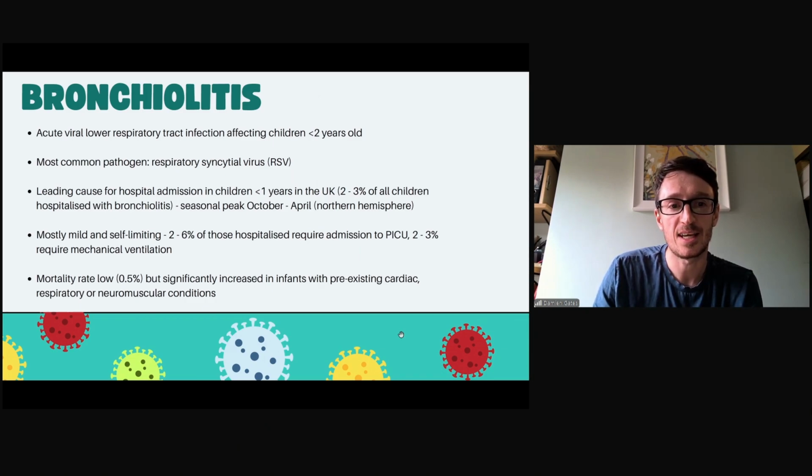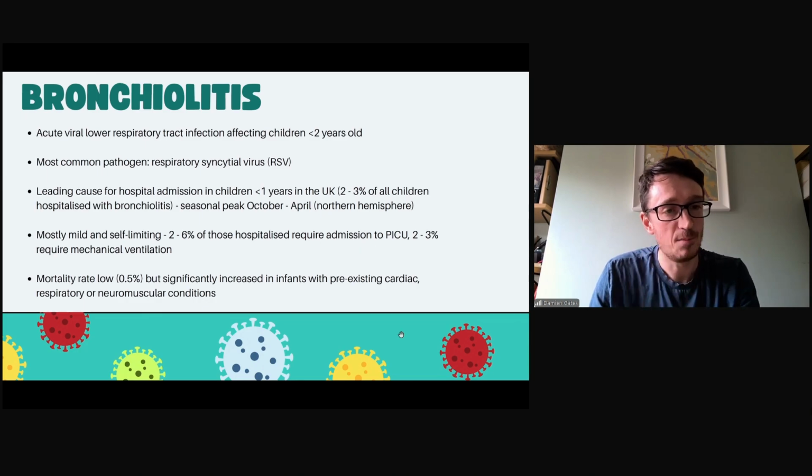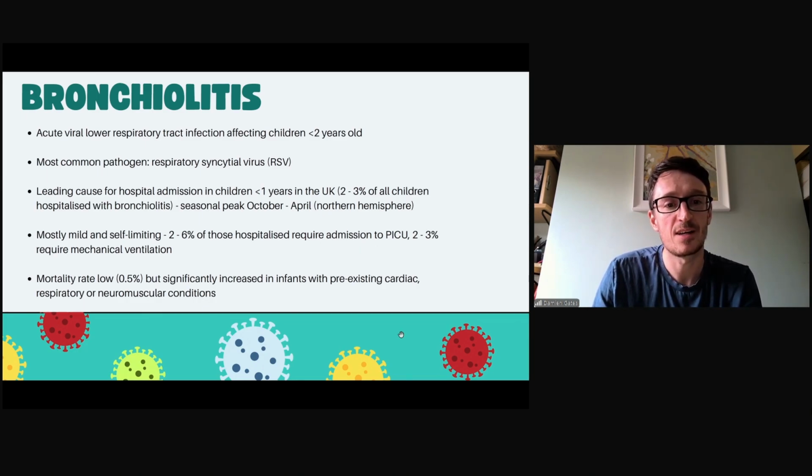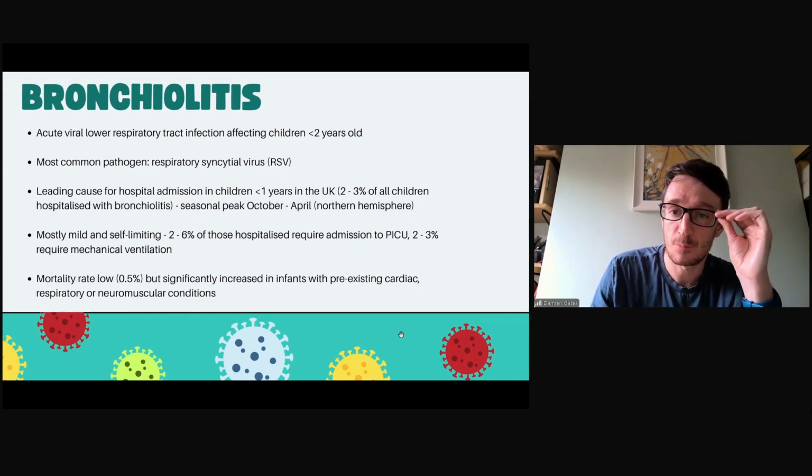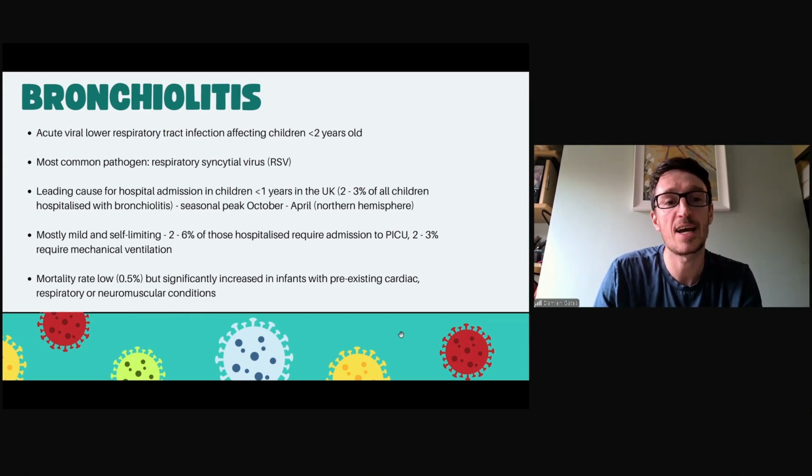Most of the cases will be mild and self-limiting, and a small minority of those that end up in hospital will require admission to PICU, and then an even smaller amount will require mechanical ventilation. In well-resourced settings, the mortality rate is very low, but it is significantly increased in infants who have pre-existing cardiac, respiratory, or neuromuscular conditions that make them more vulnerable. And there is a significant mortality burden globally in areas that have fewer healthcare resources.